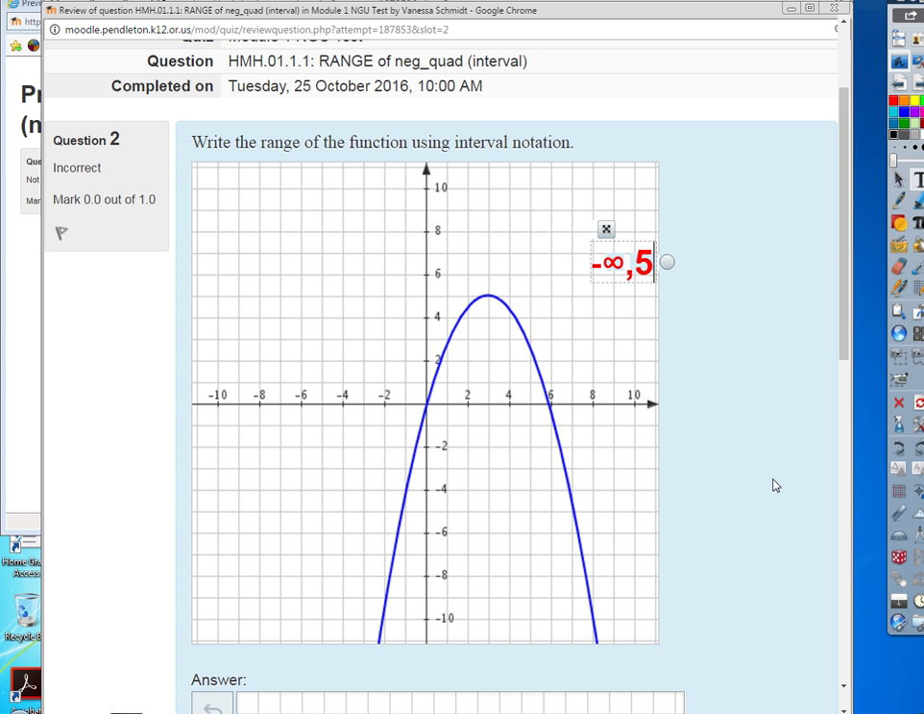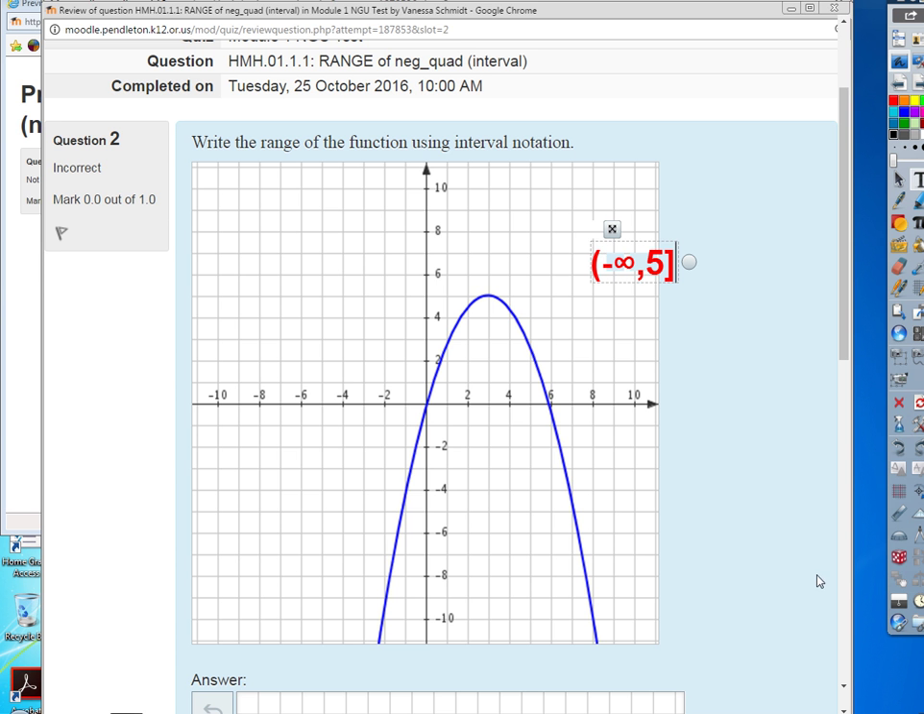Now, what kinds of enclosures do I need? What about on the bottom? It has to be round, right? It has to be parentheses, because we can't include that one. But the question then is, what about the top one? Is 5 included as a y value? It is. So Lacey, what kind of an enclosure do I need? Need a bracket. Good. So that's my answer. Okay? Everybody agree with that?